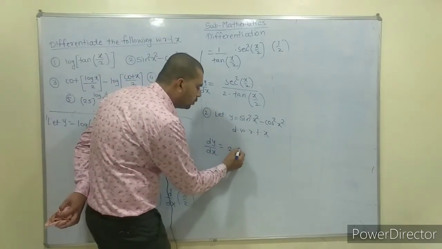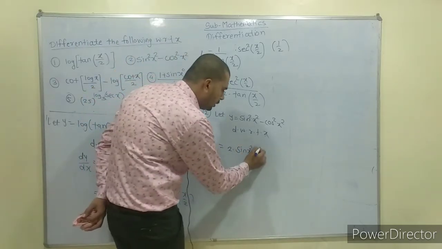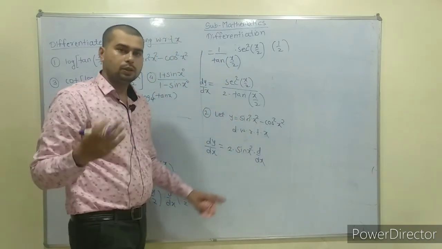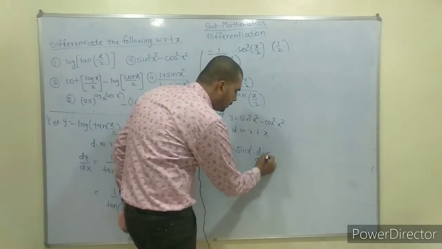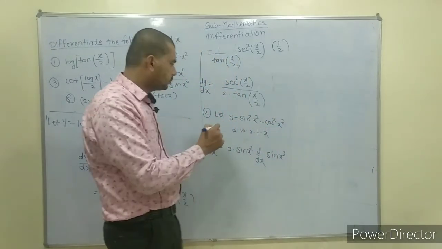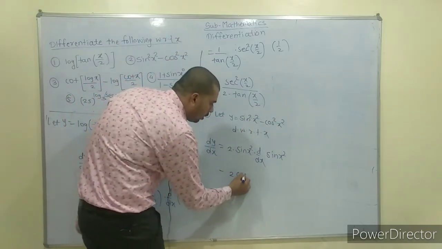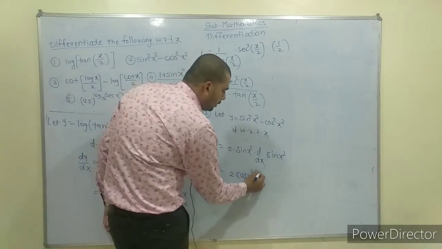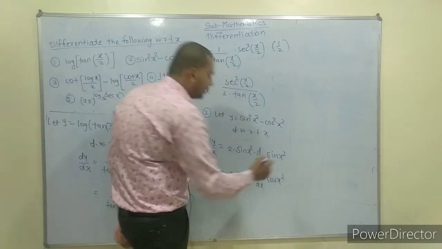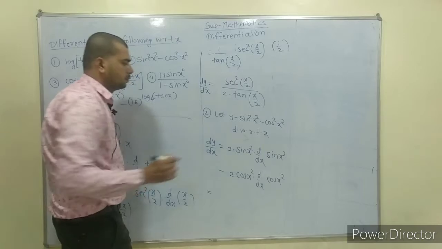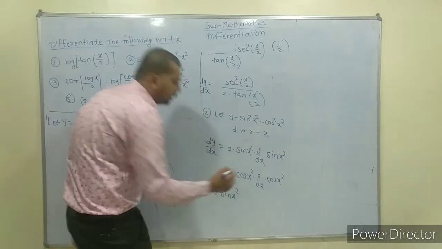Then 2 into sin x square into d by dx ऑफ, फॉर्म्युला वापरला आपण x raised to n चा, पण इथे x आहे नाही, इथे sin नाही, म्हणजे परत d by dx ऑफ जे फंक्शन आहे ते sin x square minus similarly here 2 times cos x square into d by dx of काय नाही तर मग cos x square.